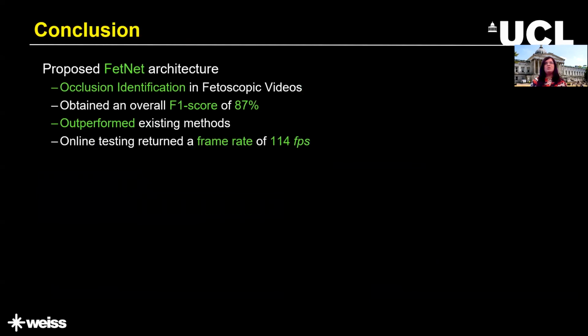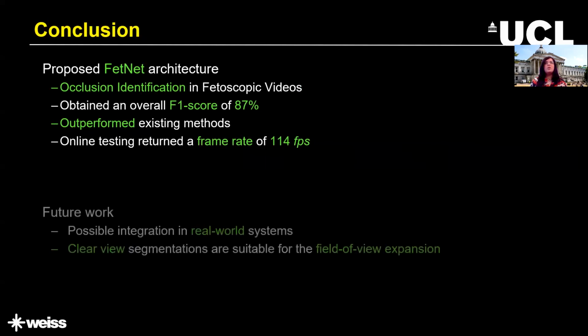To conclude, we propose the FetNet architecture for automatic identification of occlusions in fetoscopic videos. We perform 7-fold cross-validation and comparison with the existing methods, and show that our method outperformed the existing methods, giving an F1 score of 87%. Online testing of our method gave a frame rate of 114 frames per second on a GPU.